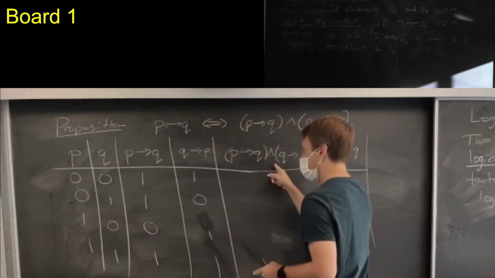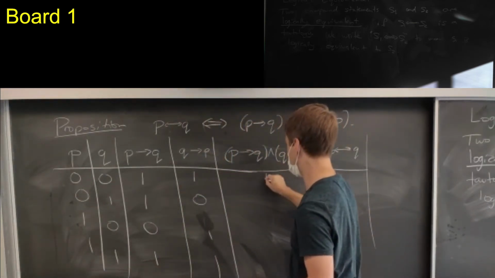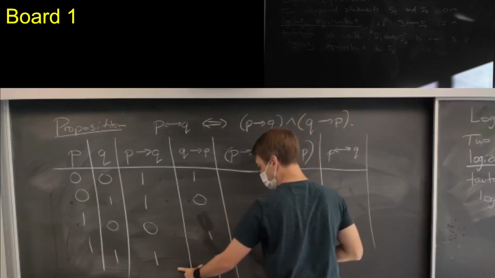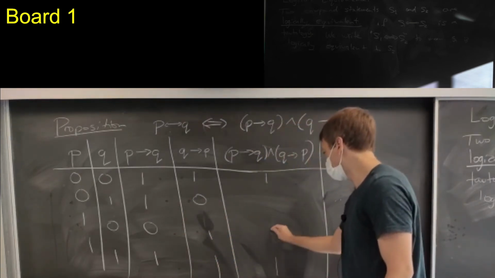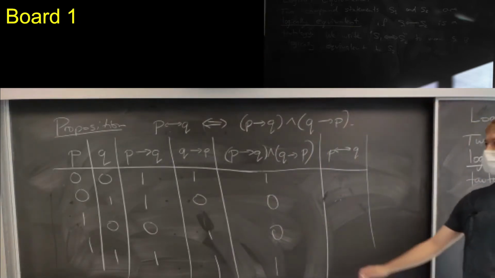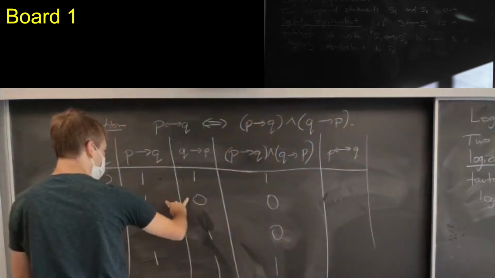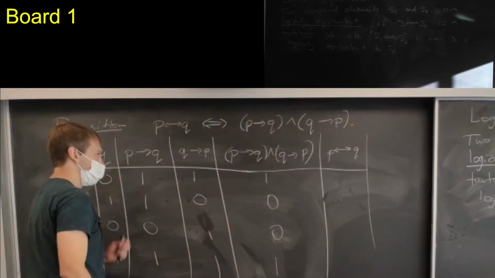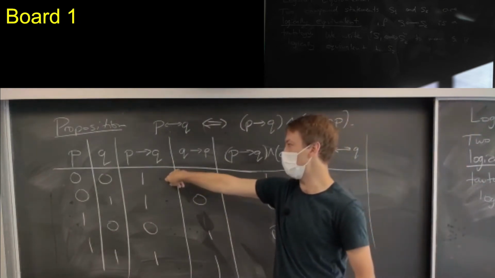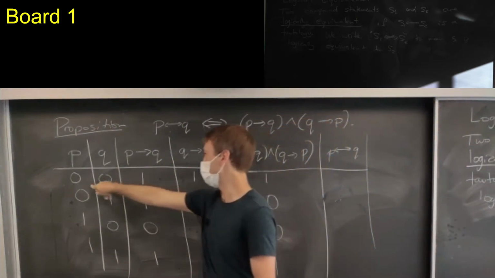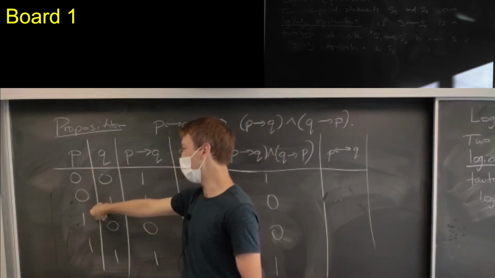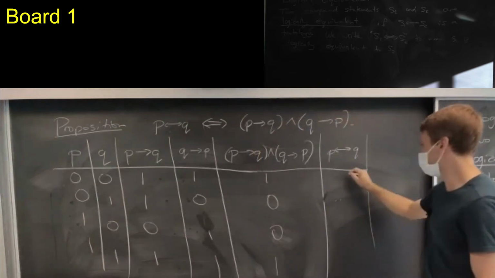Now we do the AND. These are both true, those aren't, but those are. So I'm just applying the AND to these two columns. And now I do my P if and only if Q, which is true if and only if these are the same. Oh, sorry, P and Q. If P and Q are the same truth value. So 0, 0, 1, 1, but these ones are supposed to be zeros.